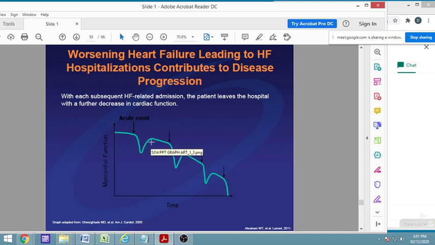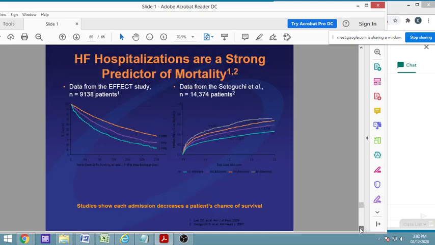Some treatment was started, but it was not taken care of. Then again it will happen, and it will make problems, and gradually it becomes zero. That means the patient has died. When it touches this line, or whenever it is going towards this line, that means the death of the patient, because now the heart is not functioning. So with each subsequent heart failure related admission, the patient leaves the hospital with a further decrease in cardiac function.